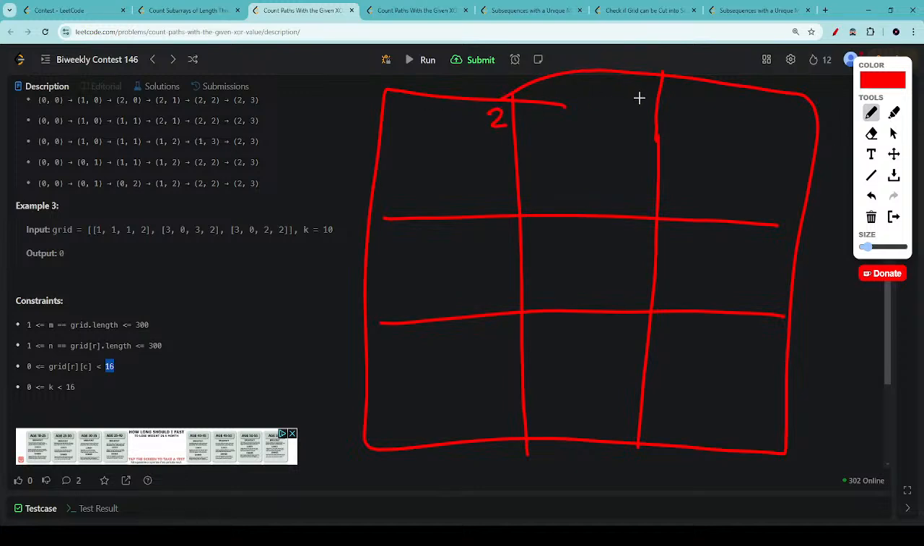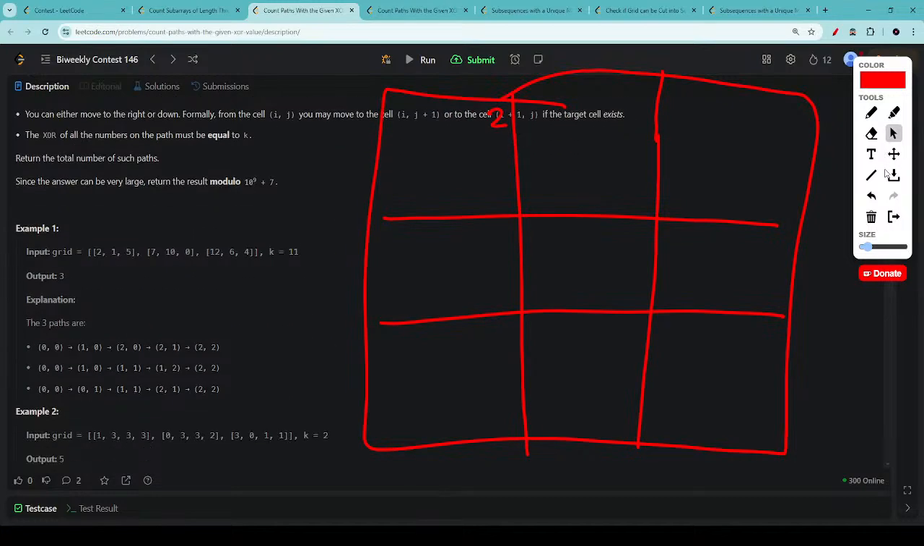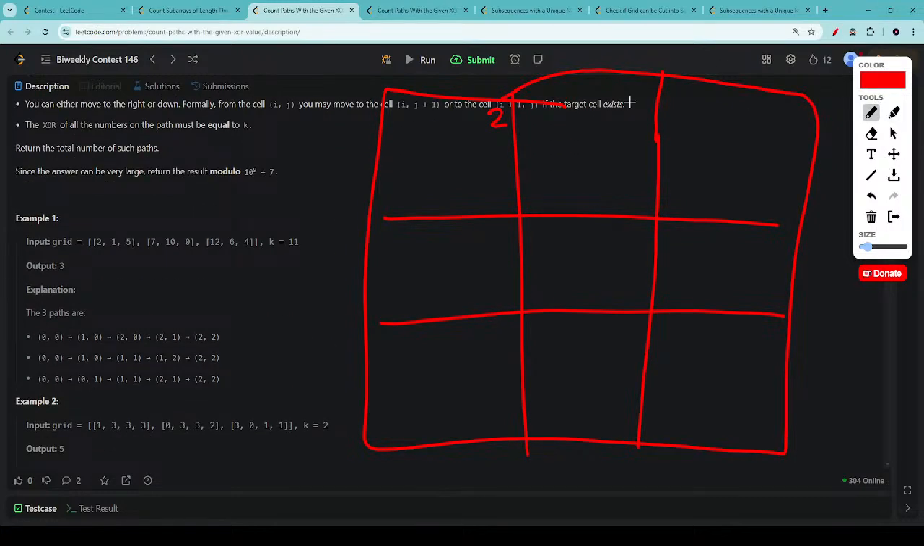So let me just write this again. 7, 10, 0, 12, 6, 4. Okay? So, for instance, in this square, there's only one way to get to this square. You start there. The only value you can get is 2. So there's one way of getting to 2. How do you get to this square? There's only one way. You go from this square to this square, right? The only way you can get there is this way.